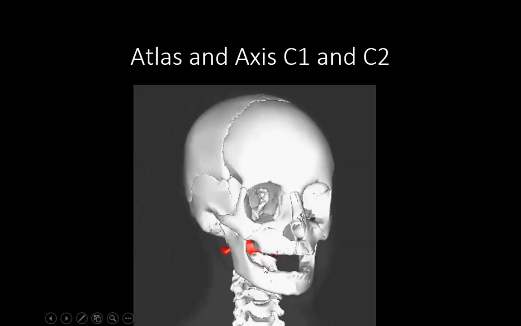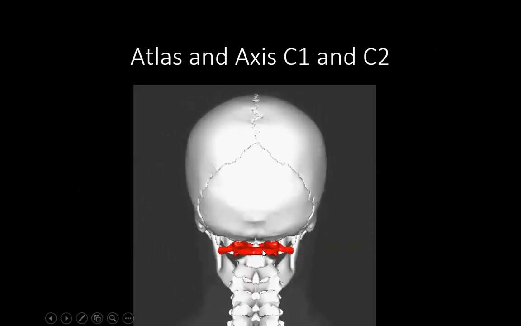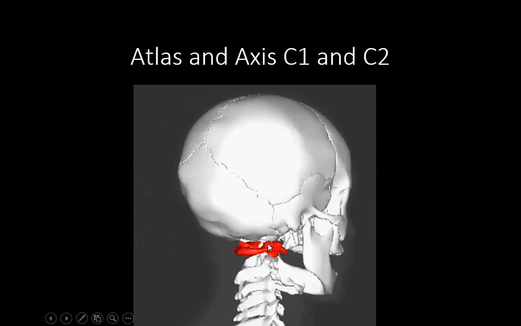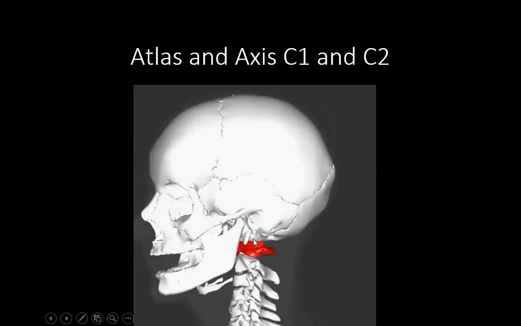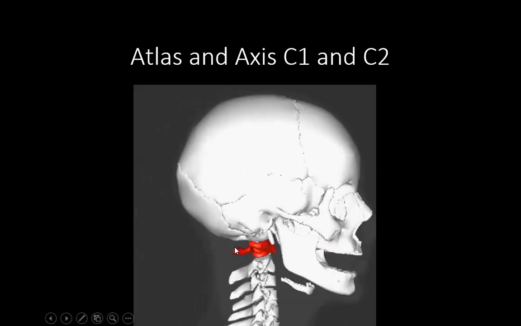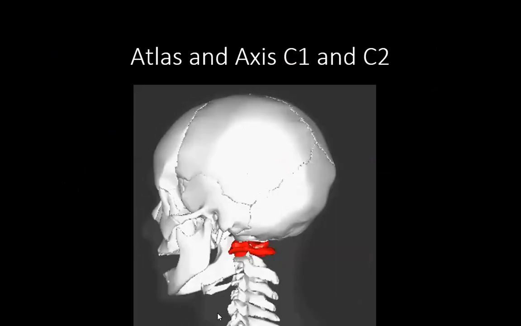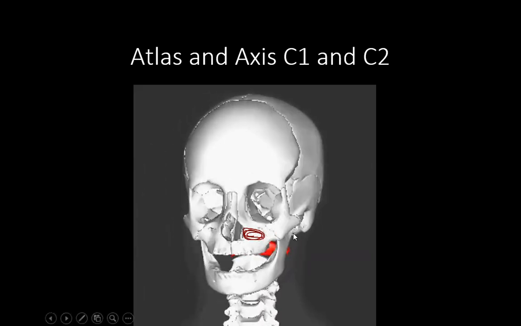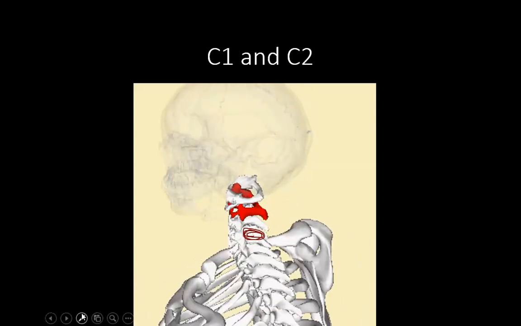Okay. So here we see C1 and C2. We're looking right now at C1, the atlas. And if you look carefully, you can see the occipital condyles, like there's one right there as we go around. Let's see if I can get this to stop for me. Okay, right here is one of the occipital condyles resting on a fossa on the atlas. Let's see if I can get it to go around over here on the other side. Oops, let me go back.